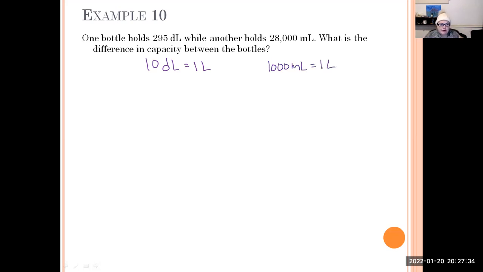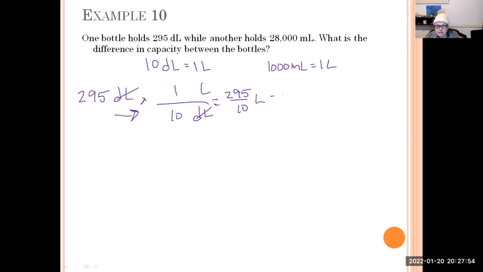So let's just do some converting. We're given 295 deciliters. And converting that, we want deciliters in the denominator and liters in the numerator. Put our numbers in, multiplying straight across, the deciliters are gone. And we end up with 295 divided by 10, and this is liters. Punching it into your trusty calculator, and you get 29.5 liters.